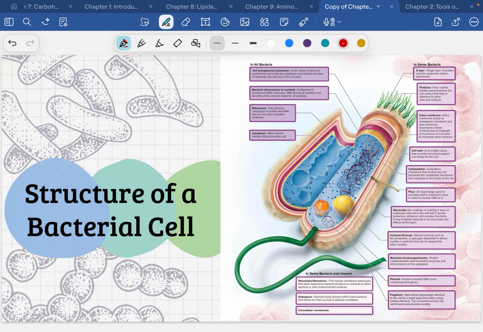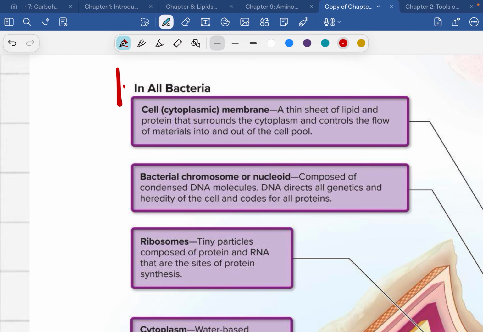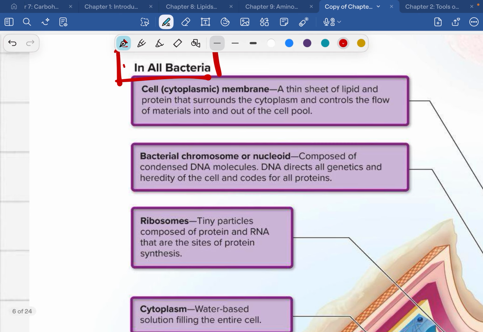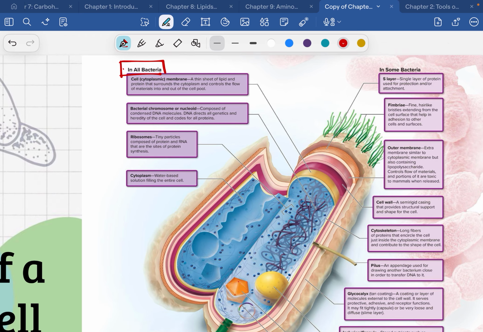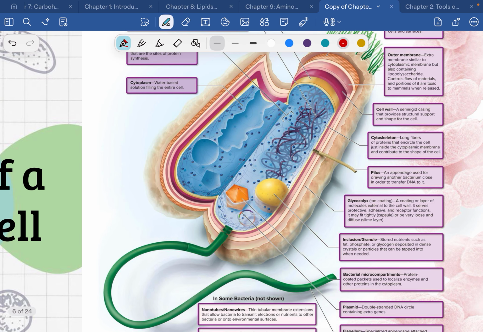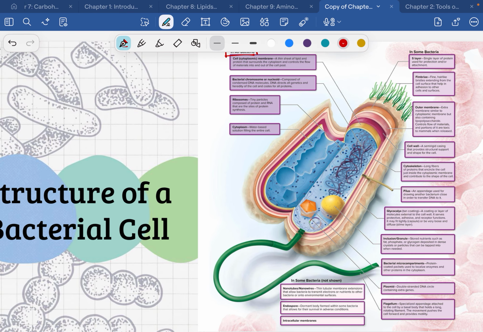But what I want to point out on this slide is, again, we're going to be talking about some things that are in all bacteria. All bacteria have these four things. And it just so happens that the four things that all bacteria have are also the same four things that all cells have. Okay. All bacteria have a membrane, a chromosome or DNA, ribosomes, and cytoplasm. And then the rest of this is stuff that is in some bacteria. So not all bacteria have the rest of this stuff. That's important to keep in mind when we talk about each one. Is this something that everything has? Something that none, only some.